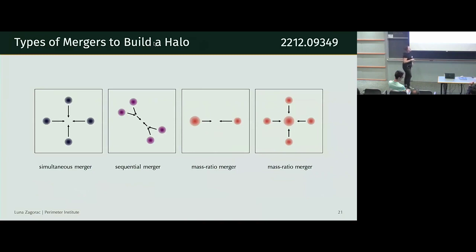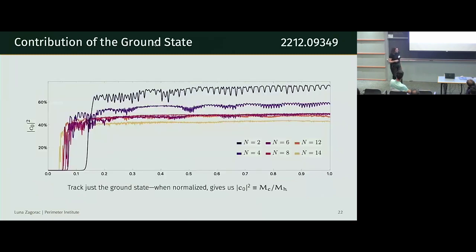So in some sense, this is a halo that has lived through at least one merger event of halo-like objects. And then the mass ratio mergers are the same as simultaneous mergers, but we just vary the masses of the solitons being merged to kill a little bit of the symmetry. Right. So once this is done, we have some halos.